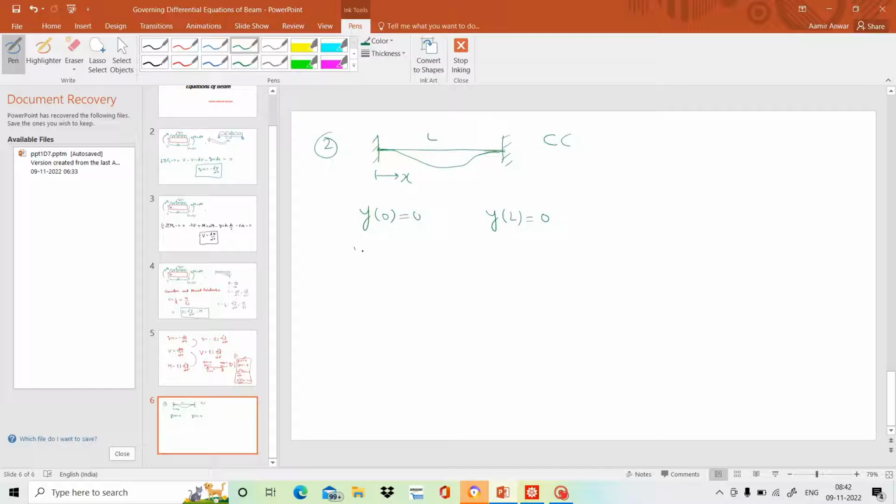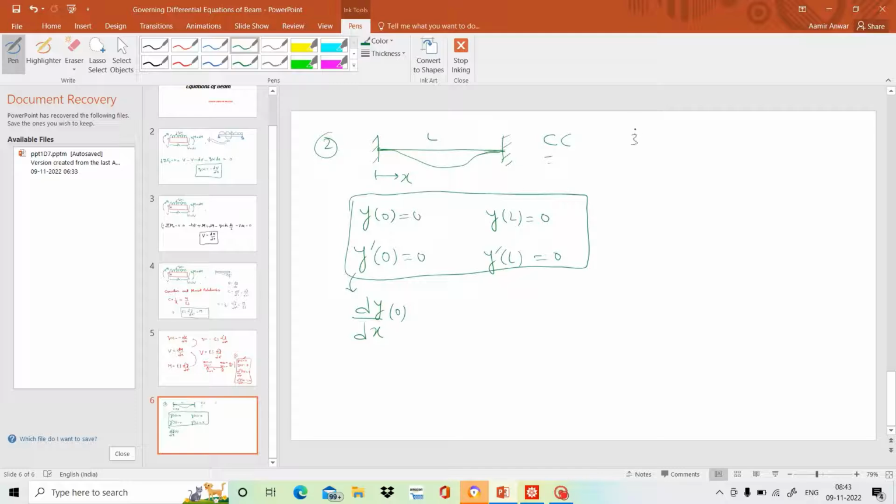So therefore we can write the first derivative also as 0, so y prime of L equals 0. This y prime derivative is defined as dy/dx at 0. So this indicates this. So the four boundary conditions we are looking at here, we can get from here. This will give the results for the clamped condition.